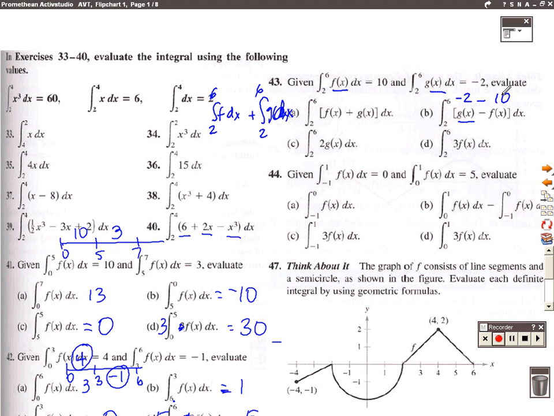In letter C, we're going to take the 2 off, put it out front. 2 to 6 of g is negative 2. 2 times negative 2 is negative 4. Letter D, we're going to take off the 3, put it out front as a coefficient. 2 to 6 of f is 10, and 10 times 3 is 30. 44, same kind of problem.